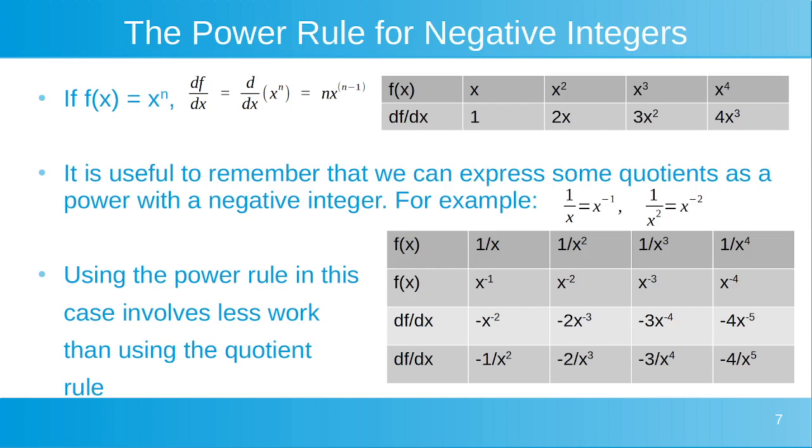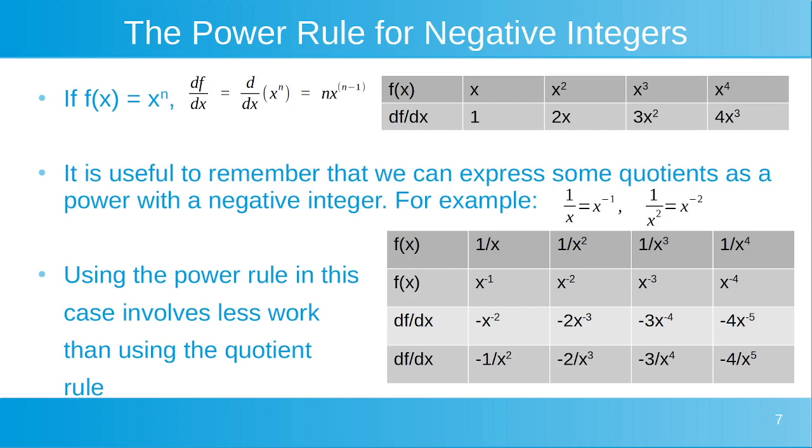Now when we look at the bottom row of that table, this is the derivative being rewritten as a quotient. So for that derivative minus x raised to the power of minus 2, we can rewrite that as a quotient, minus 1 over x squared. And that derivative minus 2x raised to the power of minus 3, we can rewrite as a quotient, minus 2 divided by x cubed.